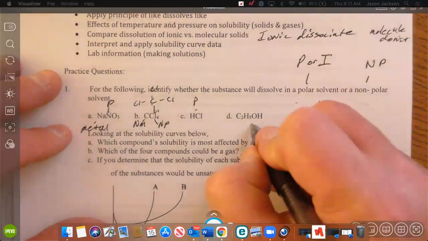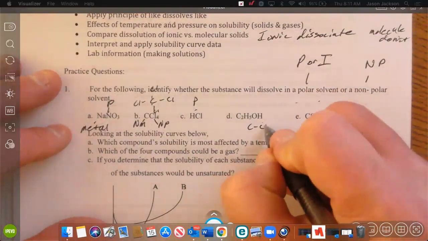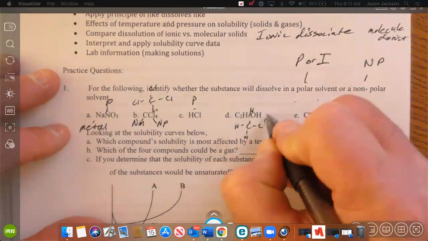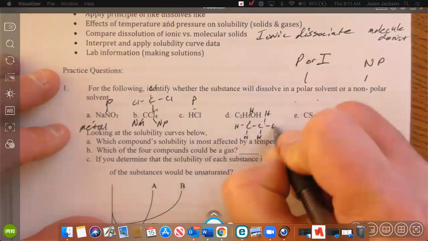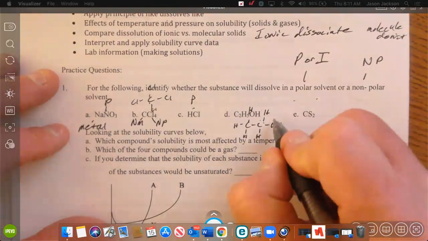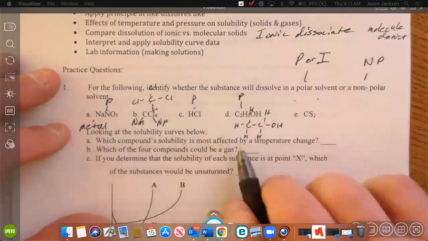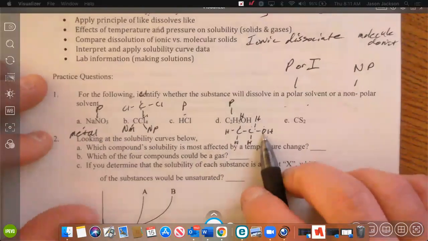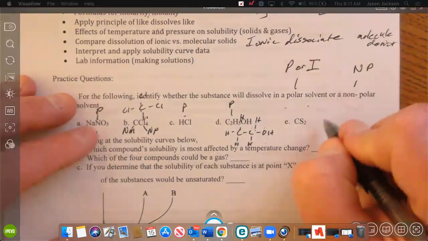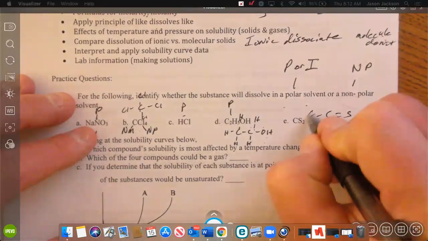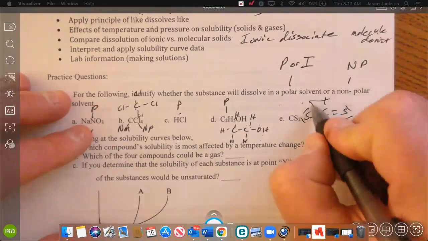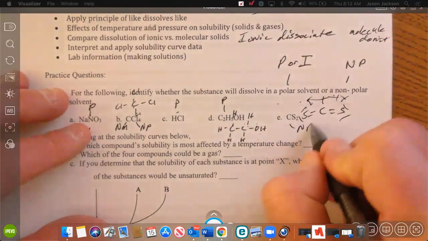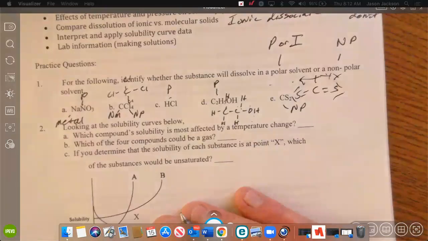The fact that we have this OH here, that will be polar. That is known as alcohol. And we said alcohols are polar because of this OH. And they also exhibit hydrogen bonding. CS2 is a difficult one, but if we draw out the Lewis structure for it, we can see that these will cancel each other out. So that is going to be non-polar because the actual polar bonds cancel each other out.